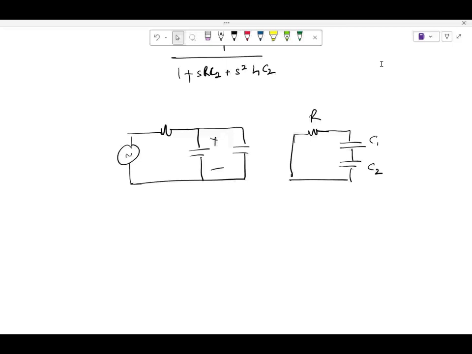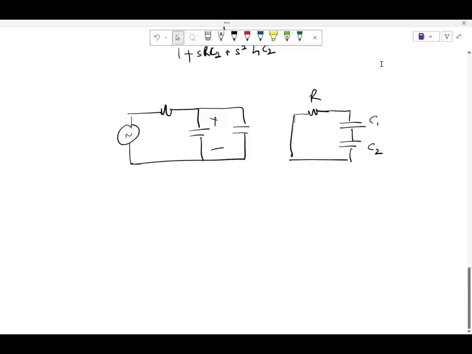If you have fewer, you cannot have more. If you have fewer, it means there is probably a zero which is cancelling one of the poles. Okay, this is the maximum order. And so sometimes you get networks like these.